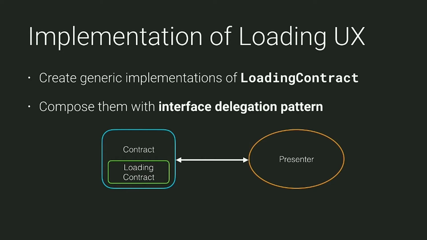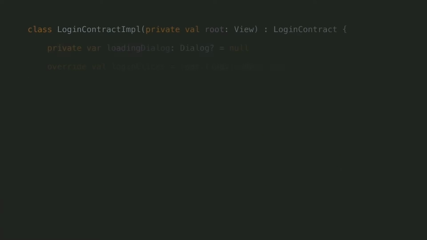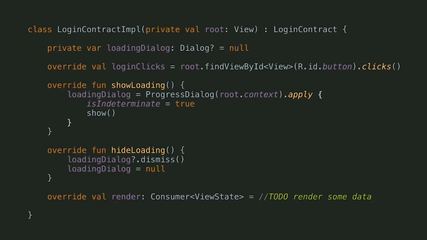Basically, from the diagram before, we are going to implement that particular component of our contract with a dedicated class that can be reused in the future. As an example, this could be the login contract UI. We initialize it with the root of our page, and we have the login clicks that are just clicks on a button in the UI.